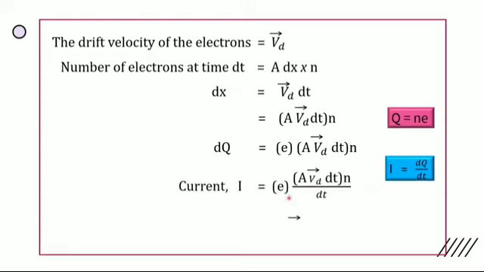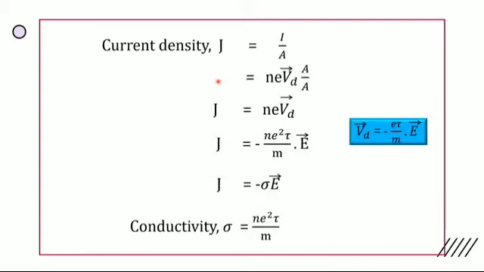So current I is equal to A vd dt by dt into n, so I is equal to n e vd A. This is the current. Next, current density J is equal to I by A. So n e vd A by A, where A is the cross-sectional area, gives J is equal to n e vd.